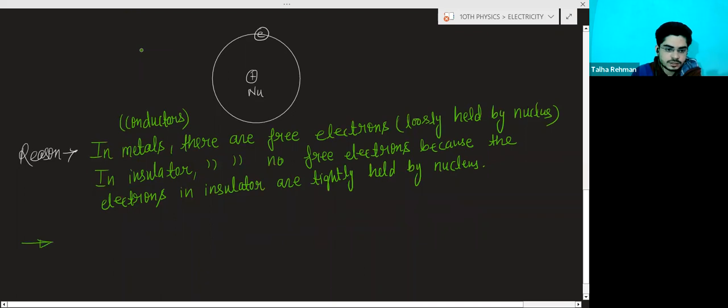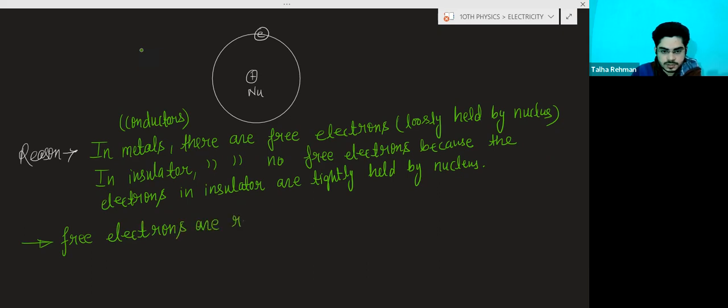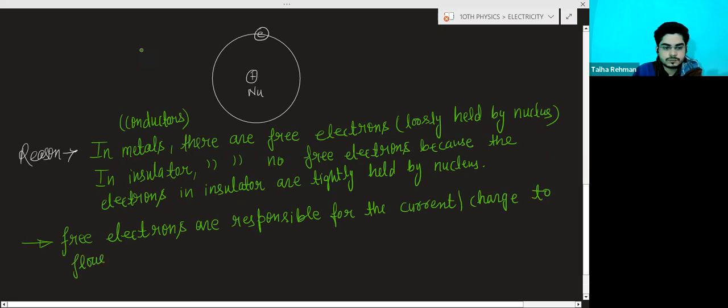One more point I want to write. These are the free electrons that are responsible for the current to flow. So free electrons are responsible for the current or charge to flow in, or you can say through, a substance.